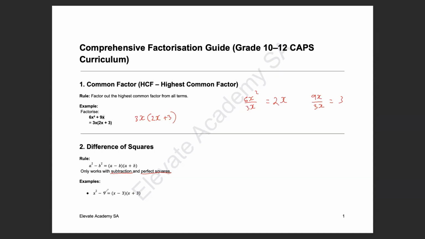So how exactly do we do this? We square root the first one, and that's how we get x. We square root the 9, we get a 3, and then we need to have one bracket with minus in between them and another one with a plus in between them. So relatively simple. Once again, we'll be going through a few examples later on in this video.